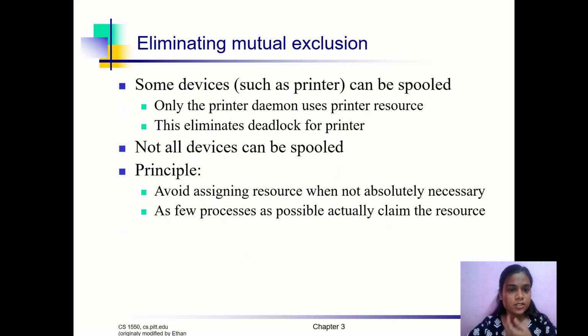Eliminating mutual exclusion: some devices such as a printer can be spooled. Only the printer daemon uses the printer resource. This eliminates deadlock for the printer. Not all devices can be spooled. The principle is to avoid assigning resources when not absolutely necessary, so that as few processes as possible actually claim the resource.